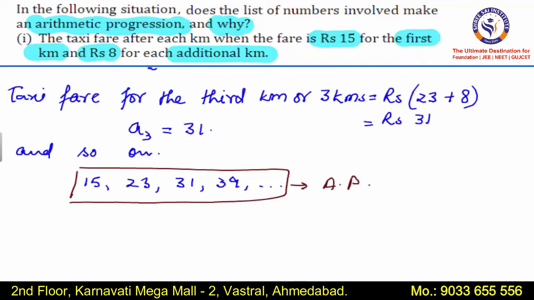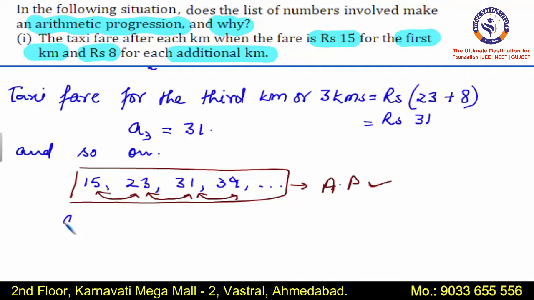Now, this will be an AP if on subtracting any term from its succeeding term, the difference is same. That is, on subtracting 15 from 23, on subtracting 23 from 31, and on subtracting 31 from 39, if the difference is same, then it will be an AP. Let's check it out.